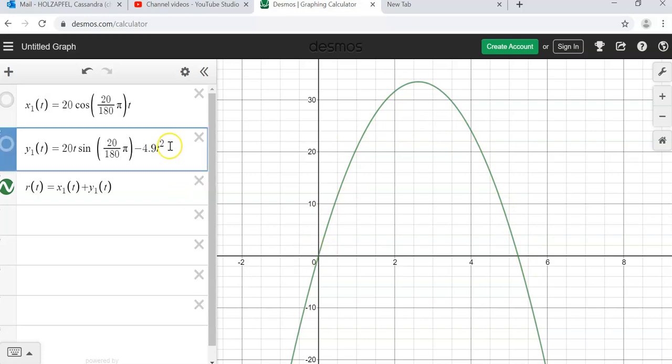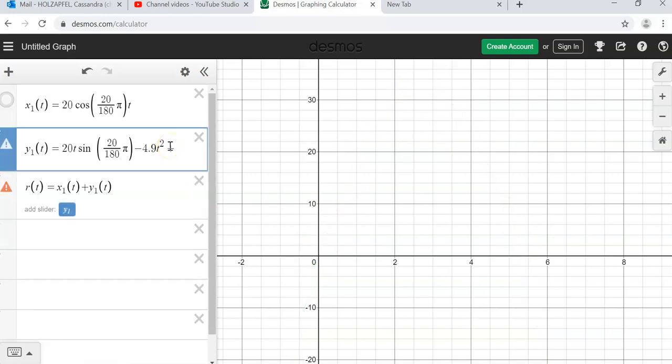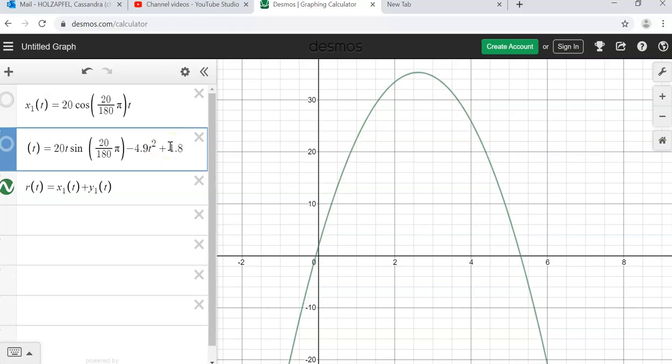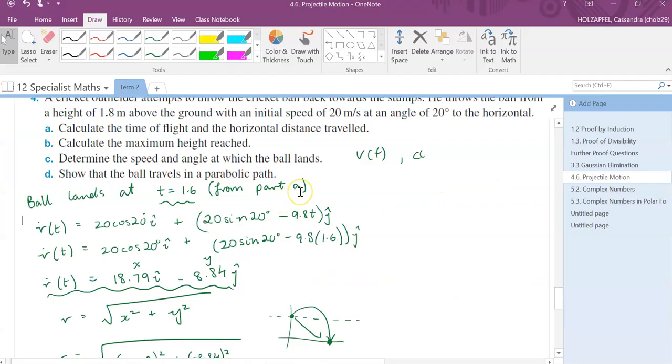Oh, I forgot one thing, and I forgot to add the 1.8 on the end there. Okay, so I hope that gives you an idea. So that is a parabolic curve. So I hope that gives you a bit of a better idea about how to find projectile motion formulas that are from a platform rather than from the ground.